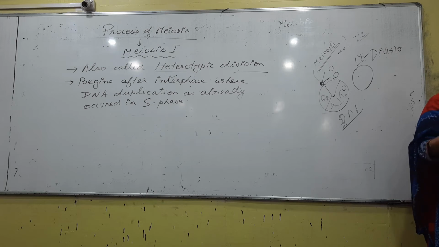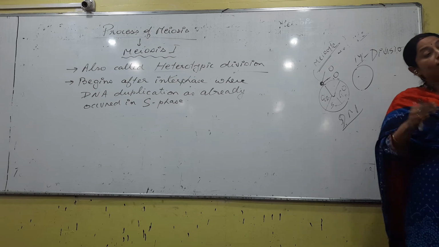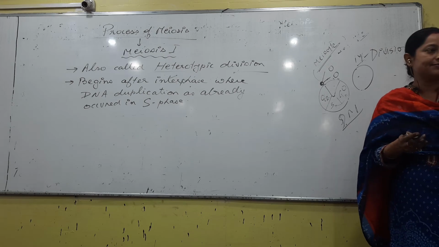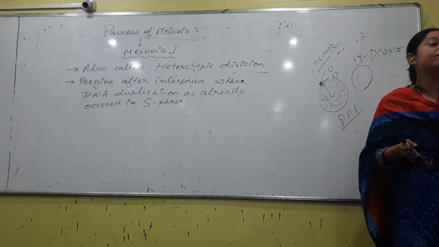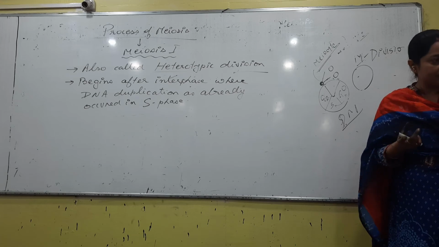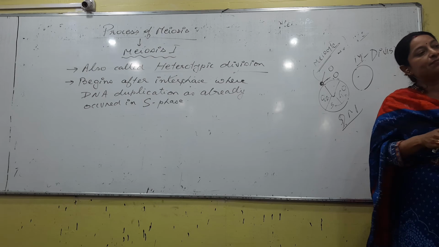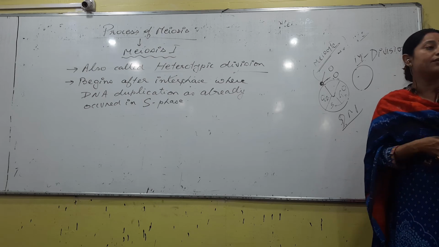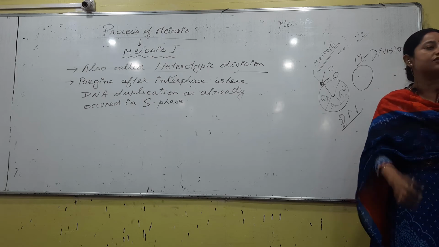The process of meiosis occurs in a cell that has already completed the I phase. That is why it divides. If the I phase had not happened, it would not divide. So the cell that will undergo meiosis is already prepared, meaning DNA duplication has already happened.